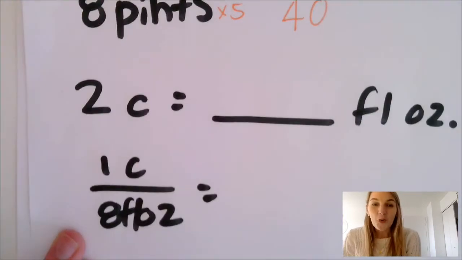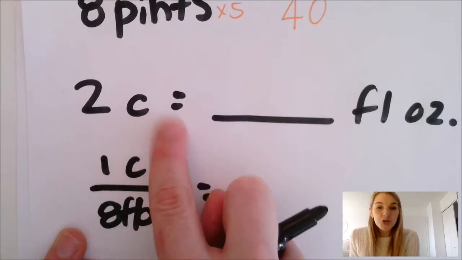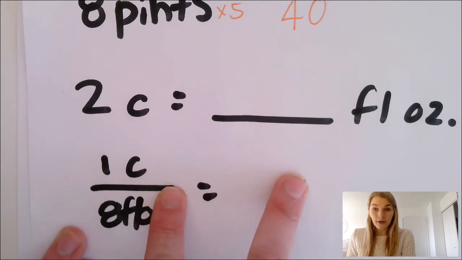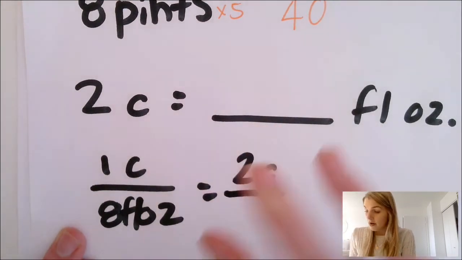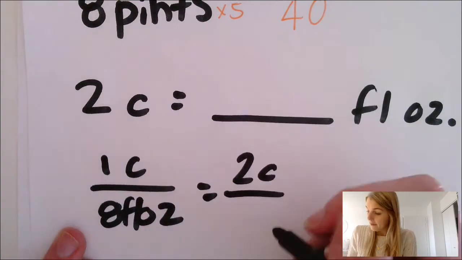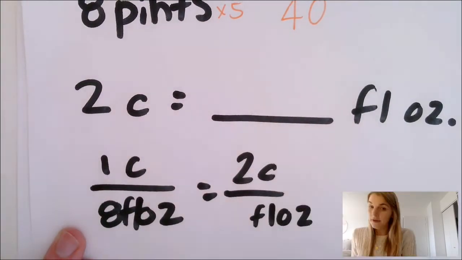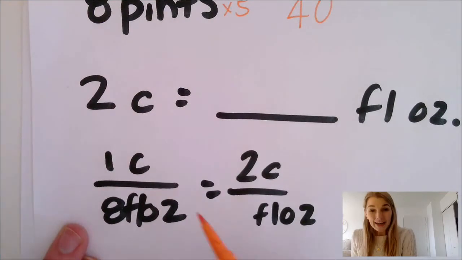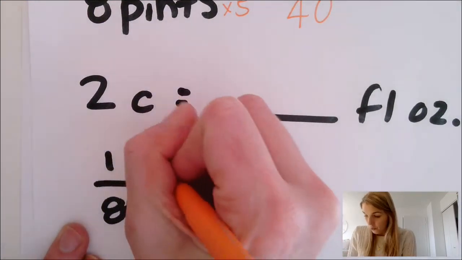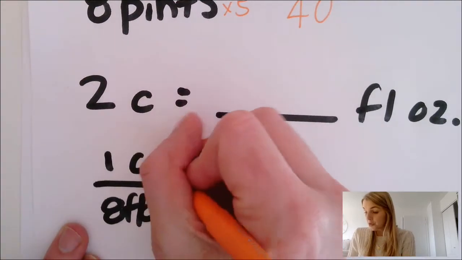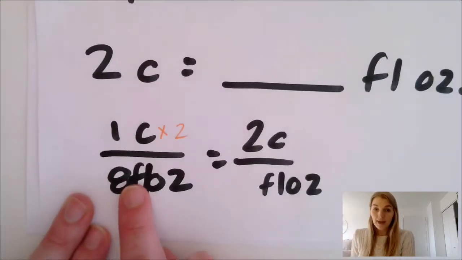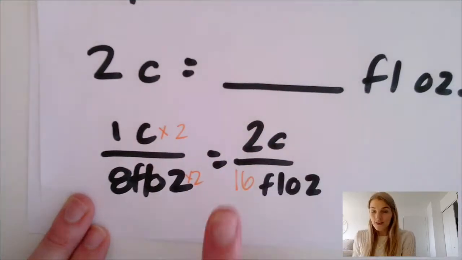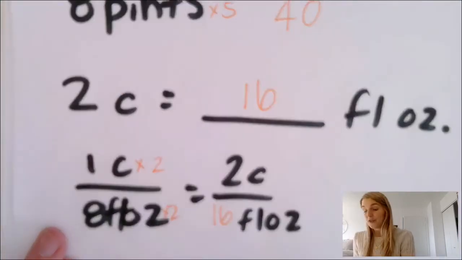Okay, so now we know we have 2 cups. So remember, I want to keep the cup part together. So I have that here. I want to keep those units together. So now if I keep those together, I know that I'm keeping my fluid ounces. So how did we get from 1 cup to 2 cups? Well, 1 times 2 is 2 cups, and 8 times 2 is 16. So our answer is 16 fluid ounces.